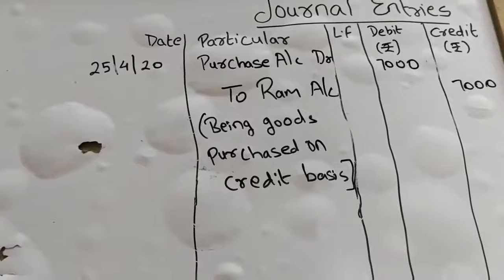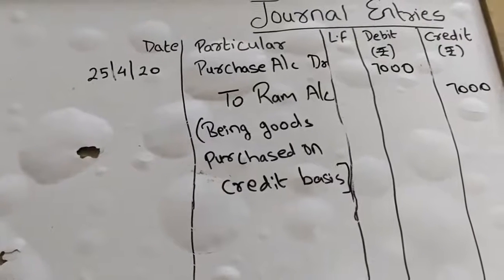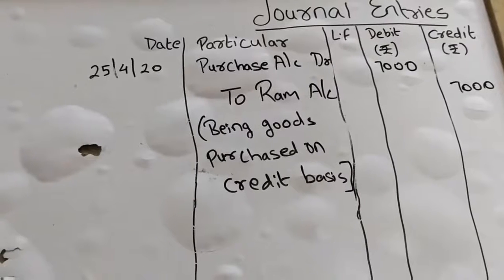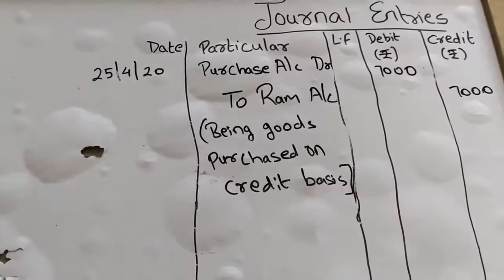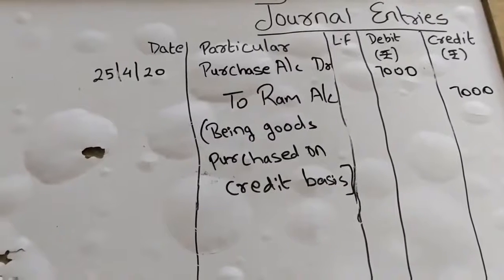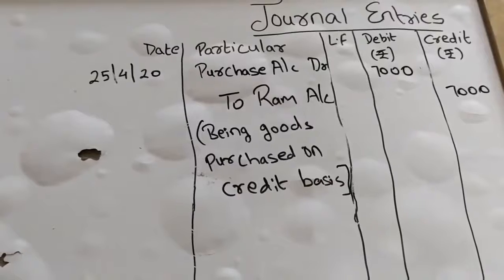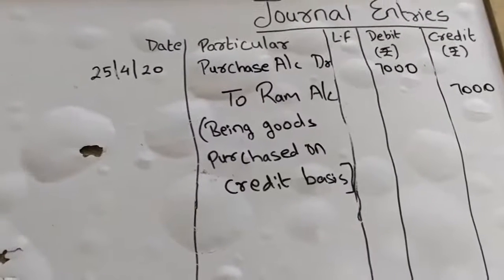So the next transaction is goods purchased on credit basis, of how much rupees? Of 7000. So the first rule that we apply here among the three golden rules is debit all expenses and losses and credit all incomes and gains. So what is the expense? Purchasing is an expense. So we have debited purchase.